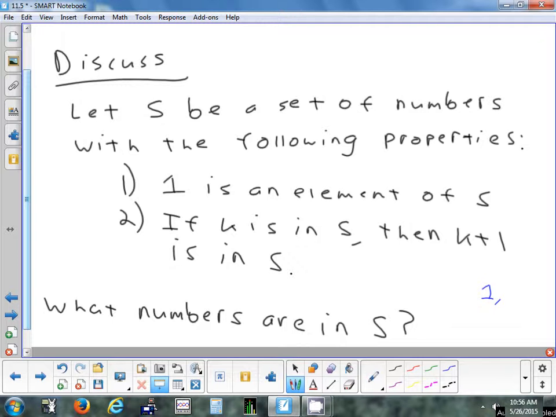Does that help a little bit? That's all this notation says. If something is in the set, then the one after it is also in the set. So what else is in the set? 2. Now read statement 2 again. If something is in the set, then the one after it is in the set. So what else is in this set?